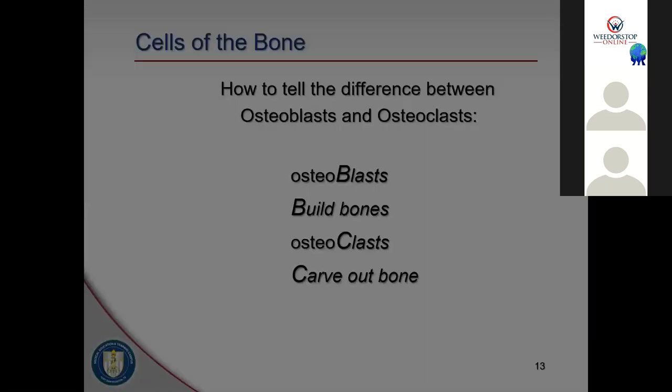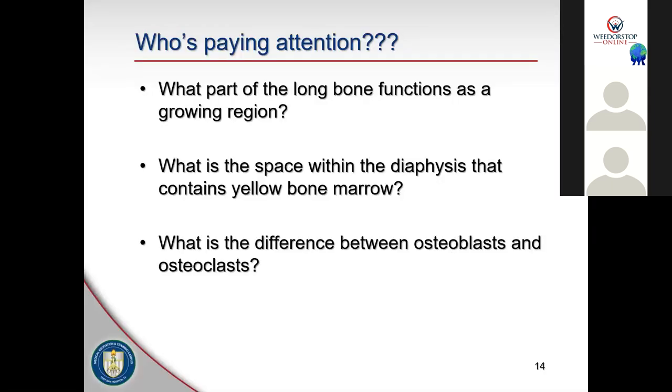That's correct. All right. Now, what is the difference between osteoblast and osteoclast? Blast is the forming, and then clast is the destroyer.